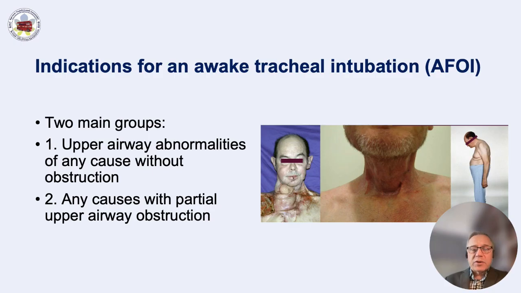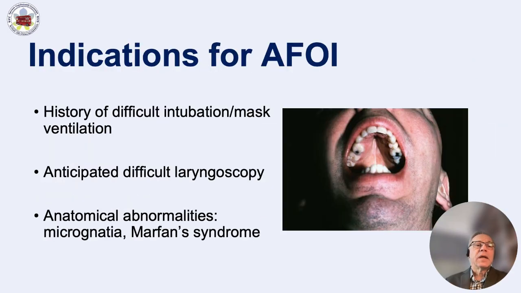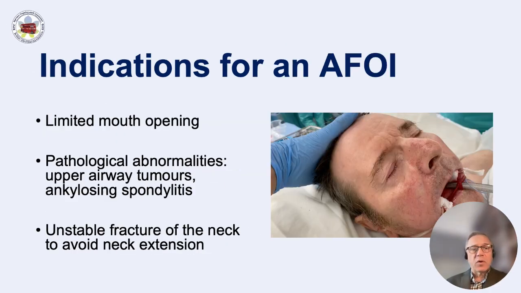So what are the indications for awake tracheal intubation? We can subdivide them into two main groups: upper airway abnormalities of any cause without upper airway obstruction, and other causes with partial upper airway obstruction. Total airway obstruction obviously will require immediate action, usually front of neck access. Indications might include a history of difficult intubation or mask ventilation, anticipated difficulty with laryngoscopy, like anatomical abnormalities, micrognathia, Marfan syndrome, limited mouth opening. Also, indications include pathological abnormalities like upper airway tumors, ankylosing spondylitis, and unstable fracture of the neck to avoid neck extension.